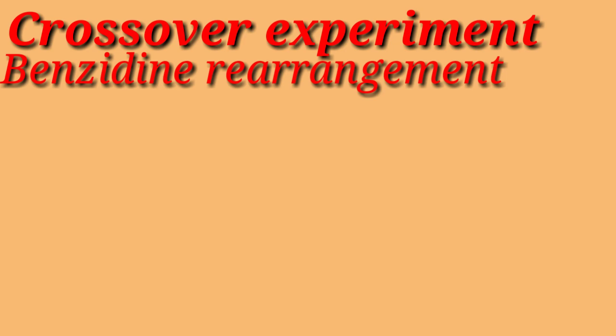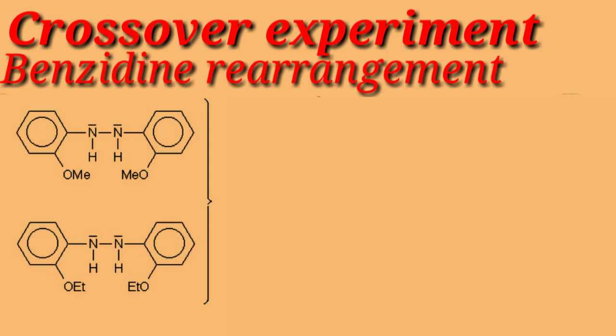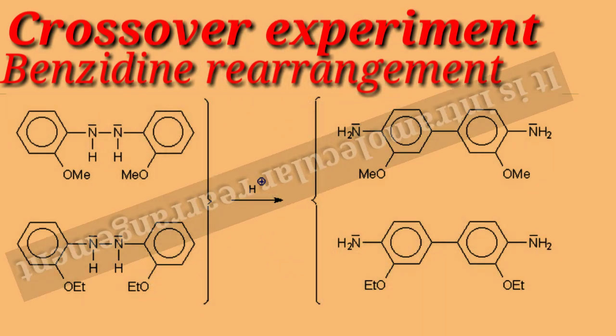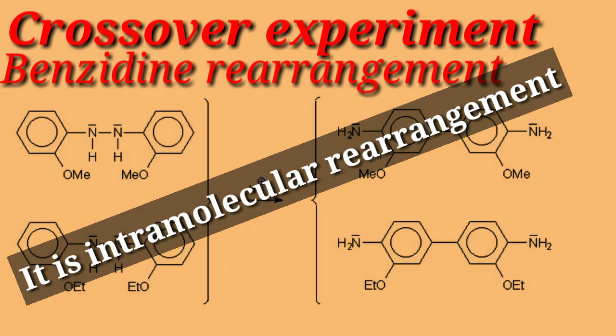Another example is benzidine rearrangement. If a mixture of starting materials containing 2,2'-dimethoxyhydrazobenzene and 2,2'-diethoxyhydrazobenzene is applied to benzidine rearrangement, a product mixture that consists of two symmetrically substituted benzidines is obtained. Thus, the reaction obviously takes an intramolecular course. Otherwise, unsymmetrically substituted benzidines must also be formed.